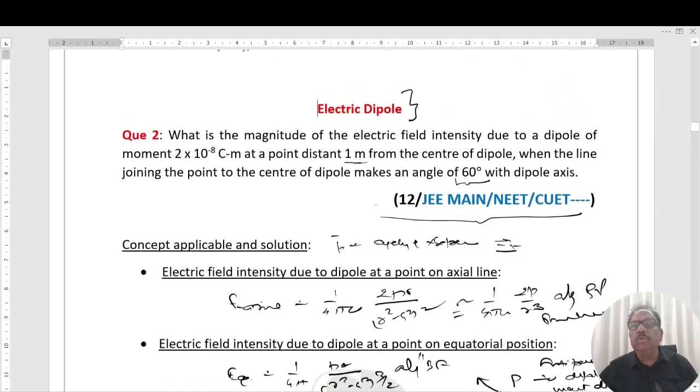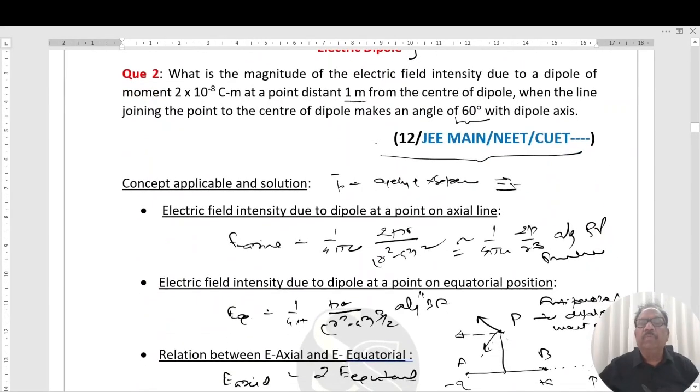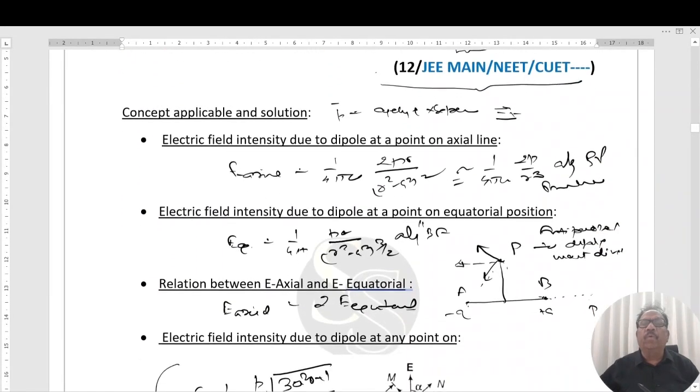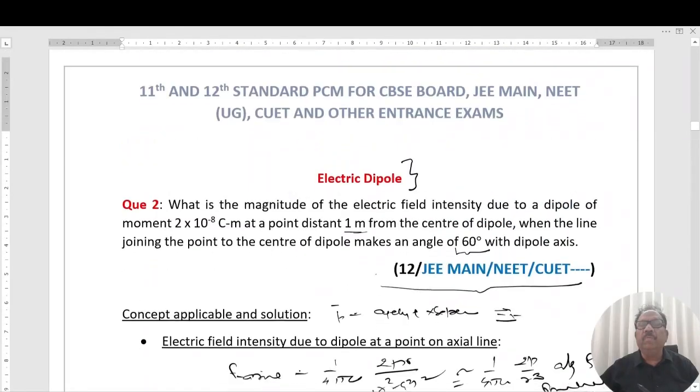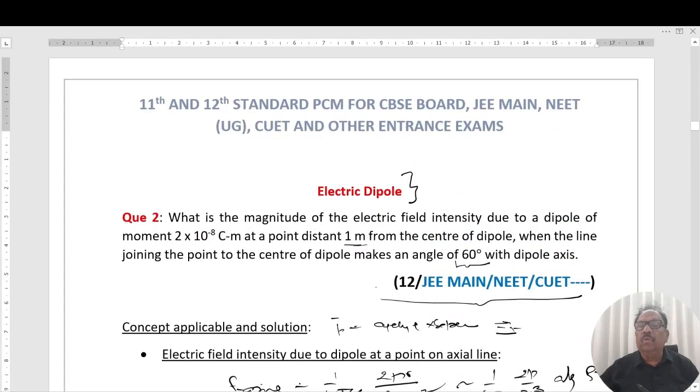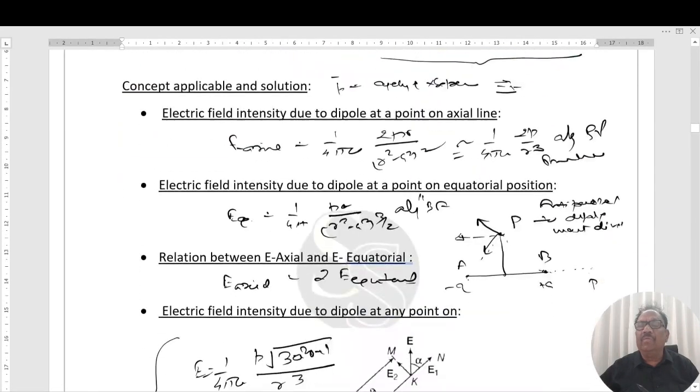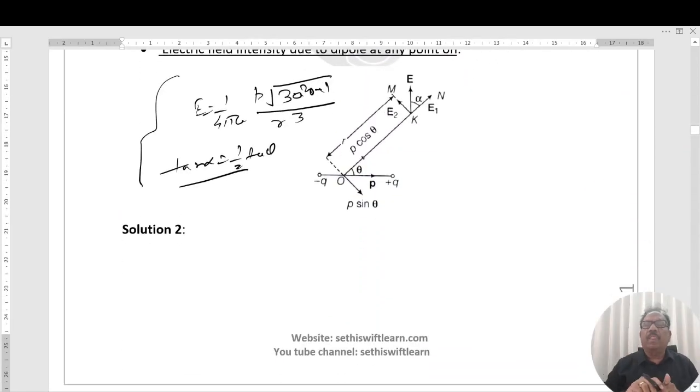What is the question? Question is, what is the magnitude of electric field intensity due to the dipole? Dipole moment P is given, 2 into 10 to the minus 8 coulomb meter, distance given, angle given, means theta is given, 60 degree.